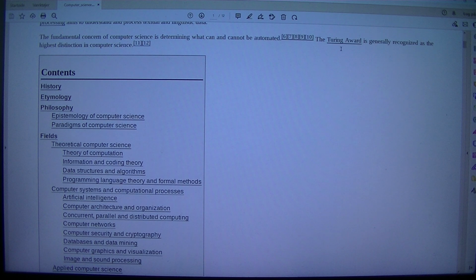The Turing Award is generally recognized as the highest distinction in computer science.